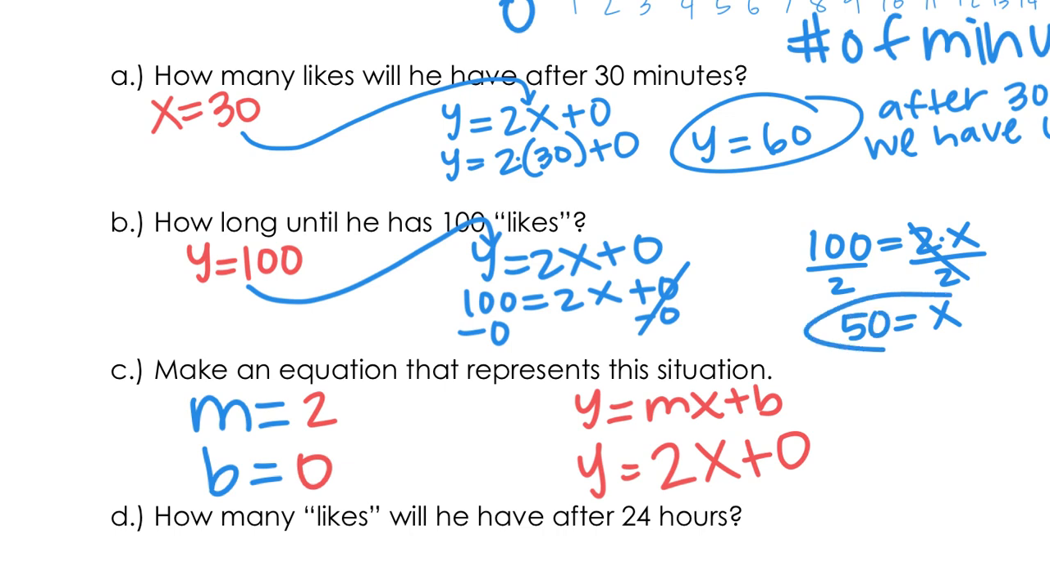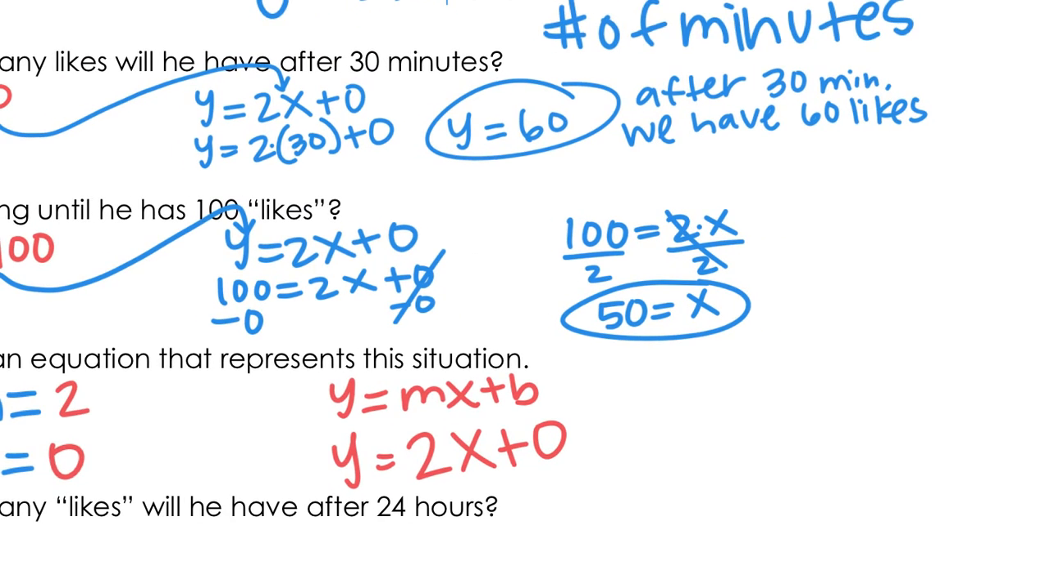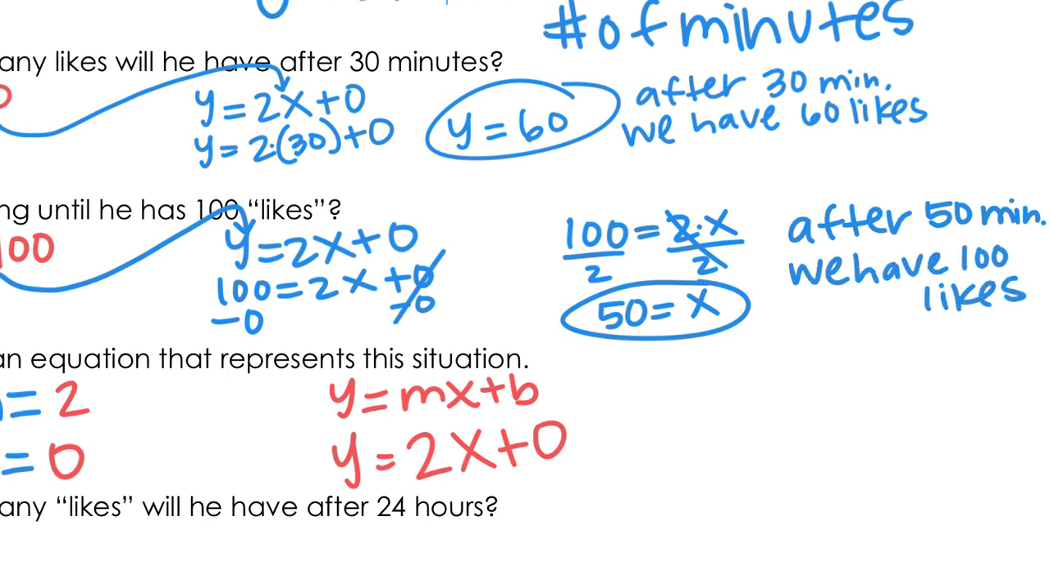So what does this mean? Let's think about this. So x is 50, y is 100. So x was number of minutes. So after 50 minutes, our y was 100, so we have 100 likes. Wow.